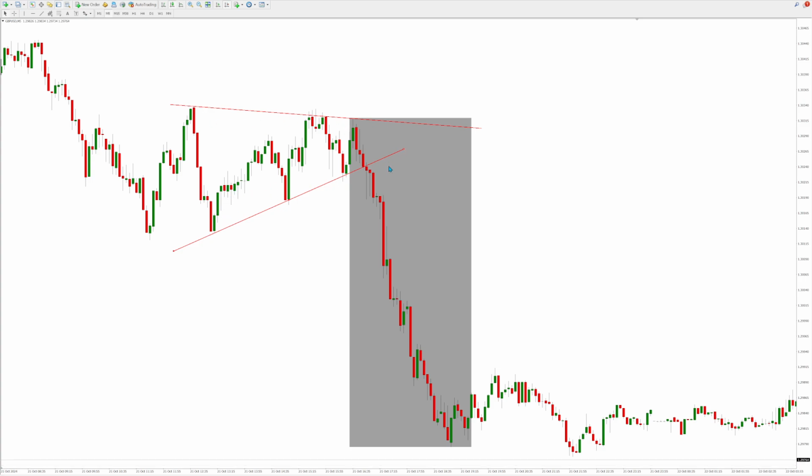Okay, we have a nice wedge chart pattern forming here. Triple top as well. 1, 2, 3. Resistance has been tested 3 times. We have some bearish candlestick patterns forming, a shooting star there. Okay, all indications that we can expect a reversal. We're going to look to enter on the breakout of this support level.